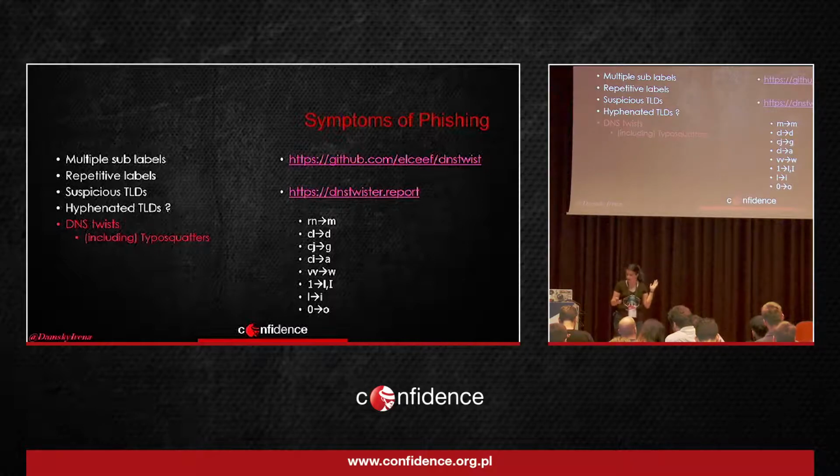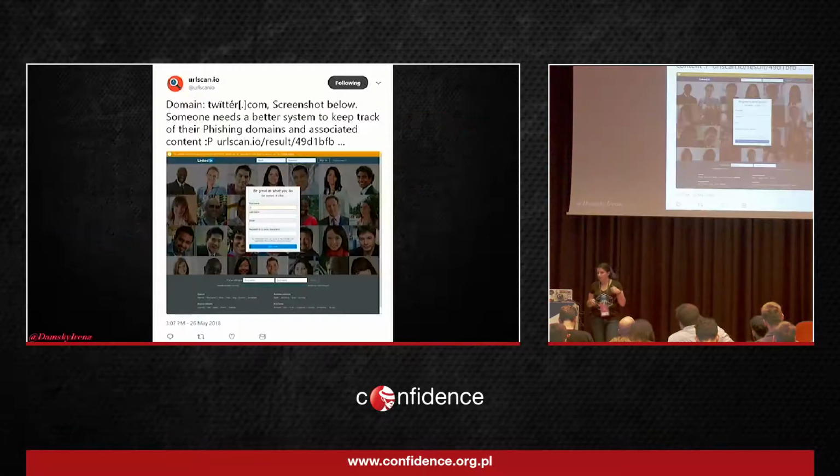So DNS twist typosquats. Here's an example. This is also an example from last Saturday, so May 26th. It's very new. But Twitter, and in this example, the I has 2 dots on top, and the E has an accent.